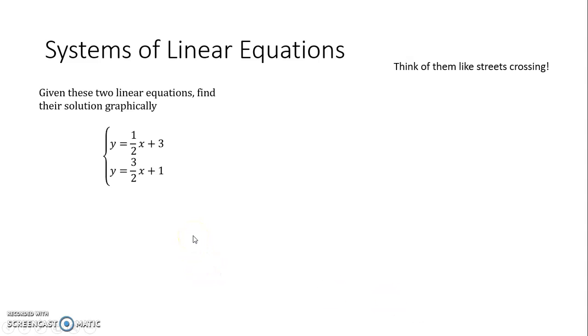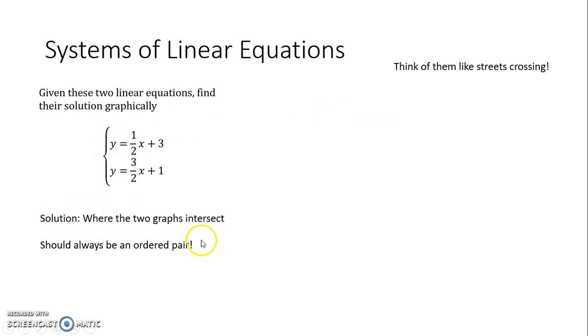Next, we're going to talk about systems of linear equations. So let's just say, for example, we're given two equations, and the problem that you might see on ALEKS will say find their solution graphically. There's a bunch of ways to think about this, but the one that makes the most sense to me is to think of each of these lines like a straight street that's running through the city, and we want to think about where they intersect.